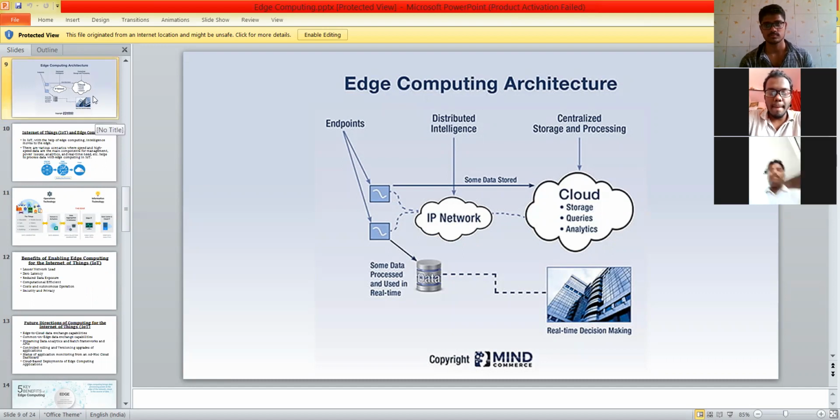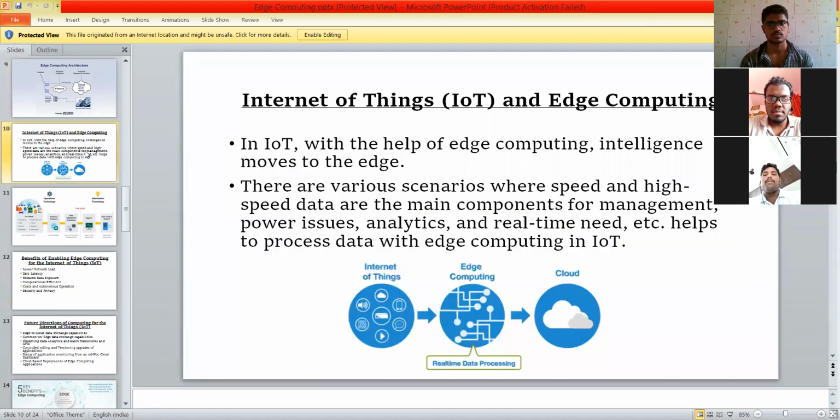Very good morning. First of all, I would like to say heartfelt thanks for giving me an opportunity to present about edge computing architecture. We have seen the edge computing architecture, which is connected to the IP network with distributed intelligence, and the endpoints, where some data is processed and used in real time, real-time decision making, and finally centralized storage.